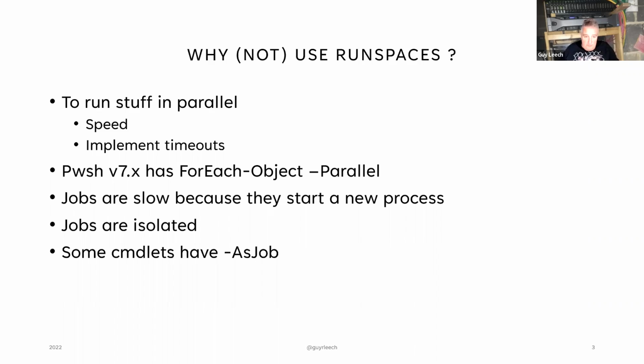Now there are jobs, so you've got Start-Job and so on, but they start a whole new process. So they can be quite slow to start up, and that makes them very isolated from the other jobs that you might be running, which you might want. You might want isolation, but you might want them to communicate. And some commandlets do actually have a -AsJob. So Get-CimInstance, I think off the top of my head, has an -AsJob, so you can set it as a job. So it does make it easier to implement timeouts, but not many commandlets do have that -AsJob.